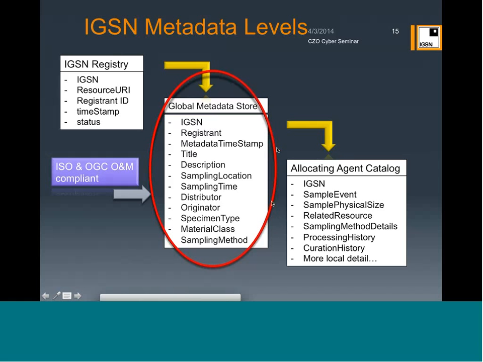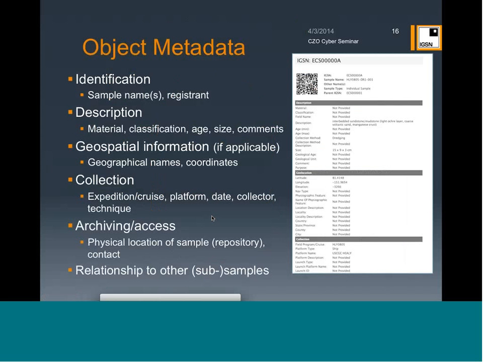We also intend to operate a global metadata store that has just a core set of metadata, including material type, including the sampling location and time, the distributor, and so on. And these metadata would be compliant with international standards such as ISO or OGC. The current metadata that GeoSamples or CSAR hosts relate to the identification of the sample, such as the sample name that's given by the owner of the sample, a set of descriptive metadata such as material classification, potentially age and size, sort of sample attributes that relate to the actual management of the physical object.